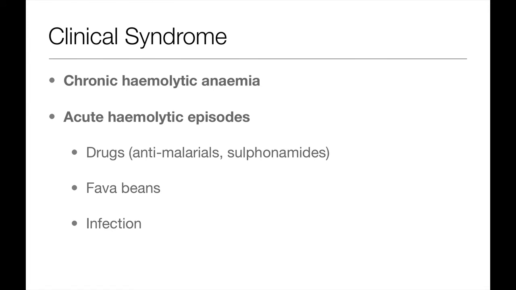In terms of the clinical syndromes, it can cause a chronic hemolytic picture, but much more characteristic are acute hemolytic, often self-limiting, episodes of hemolysis caused by a precipitant that places oxidative stress on the cells. The important three classes are drugs, fava beans, and infection. And the two key groups of drugs you need to be aware of here are antimalarials and sulfonamides.